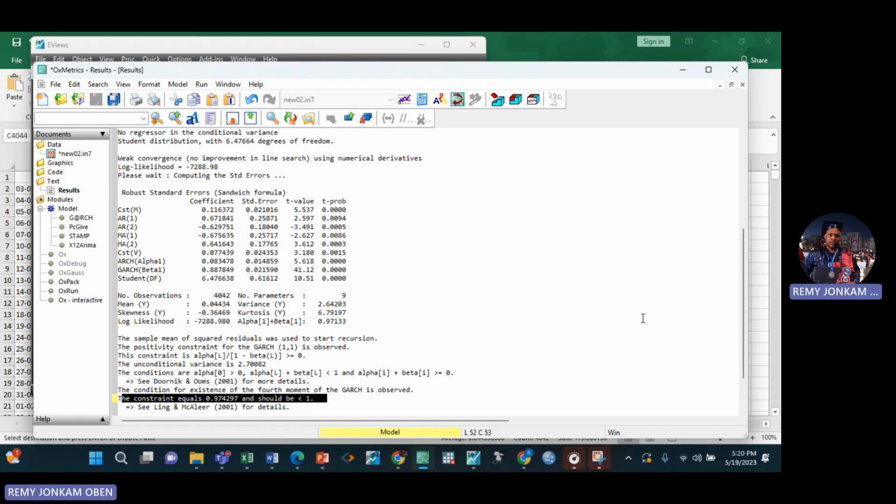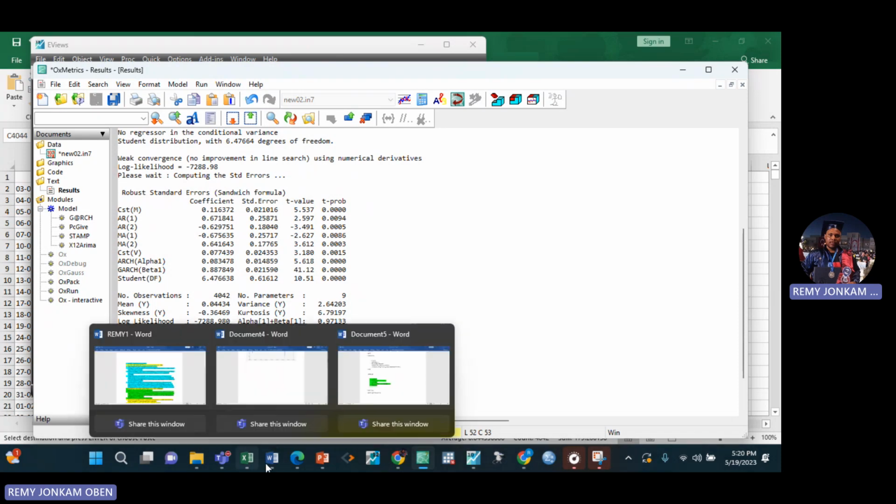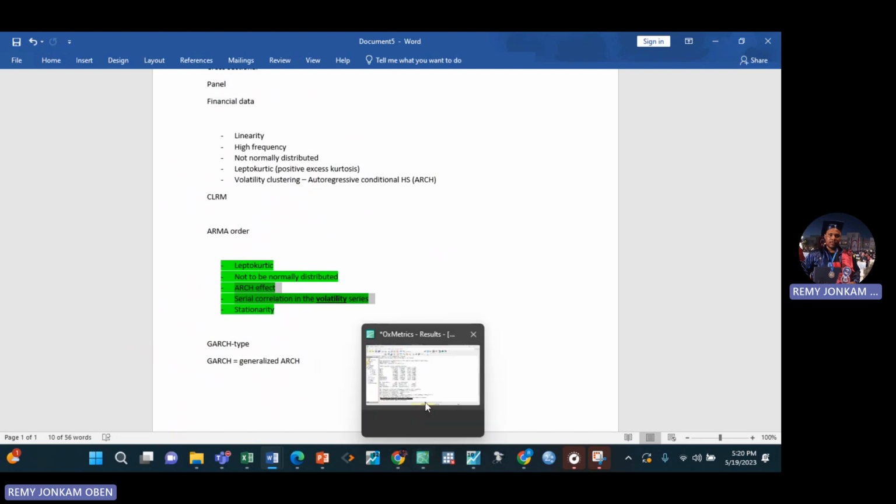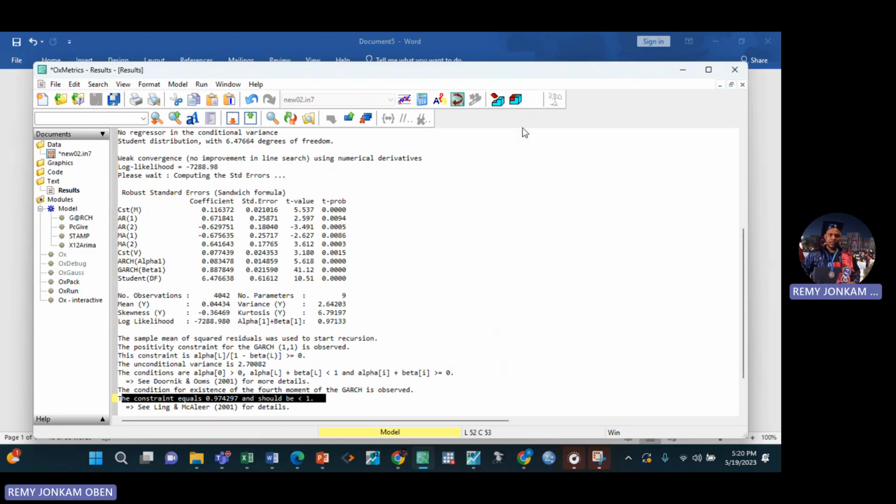First of all, we should make sure that this model has solved these problems. Remember, we found that our data had GARCH effect, the return series had ARCH effect, and there was serial correlation in the volatility series. These two things are problems. So that's why we are trying to model the volatility, because we are trying to solve these problems. So after modeling it with the GARCH, we need to check to see if it has solved the problem, if it has eliminated the ARCH effect and the serial correlation in the volatility series.